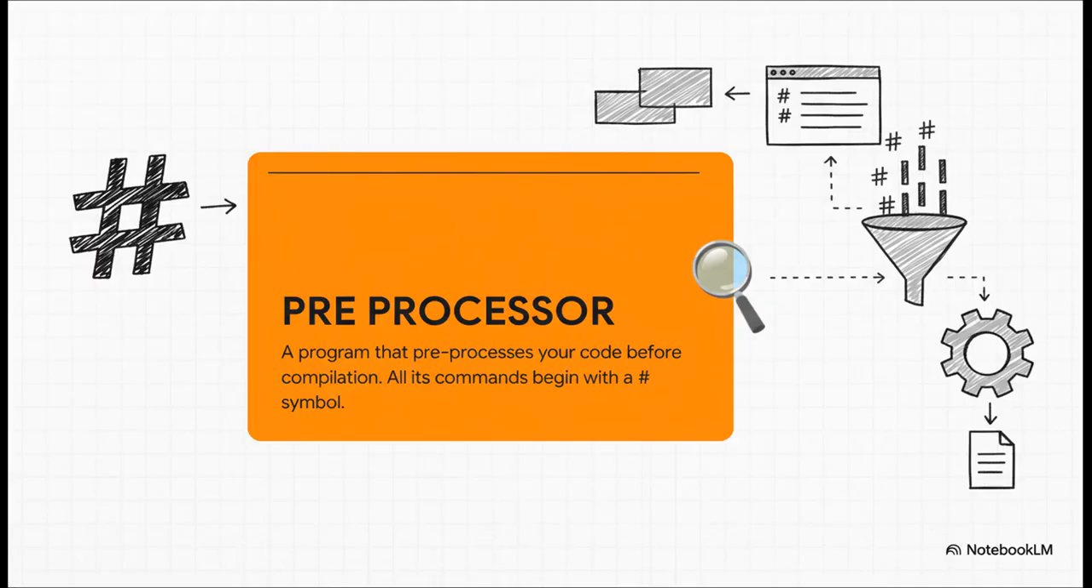Okay, so what is this thing technically? Well, it's a program all on its own. Its only job is to scan your code looking for special commands. And you can spot them a mile away. Every single one starts with that hash symbol, or the pound sign. That little hashtag is the preprocessor's signal to wake up and get to work.